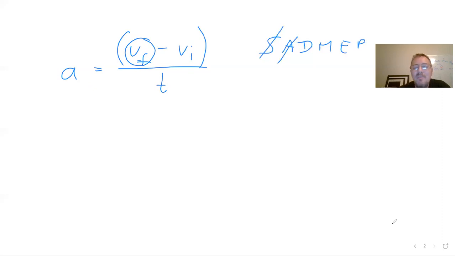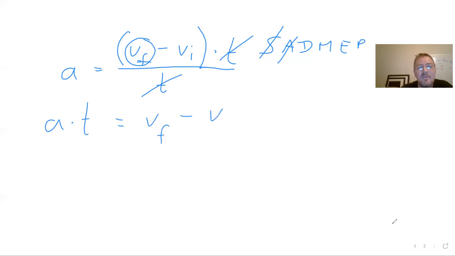And how do we get rid of time? We play opposite games. If it's dividing, then we have to multiply it with each side for it to disappear on the right side. So if we do the right side times time, and we also do the left side times time, then on the right side, it will fall away. So a times t equals final velocity minus initial velocity. Now we don't need the parentheses anymore because there's nothing else there.